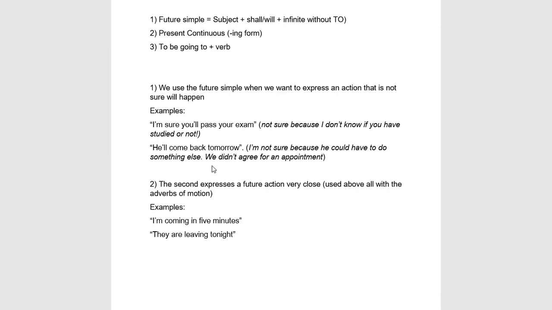So I'm not sure. The second, the present continuous, expresses a future action very close, used above all with verbs of motion. Examples: I'm coming in 5 minutes, or they are leaving tonight. So coming and leaving are verbs that show motion. Motion means I go from here to there, I move myself or I move something, okay?